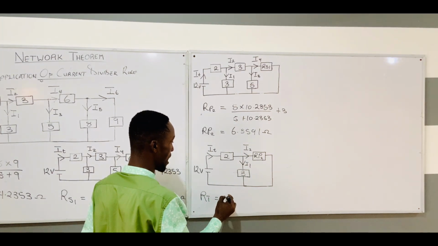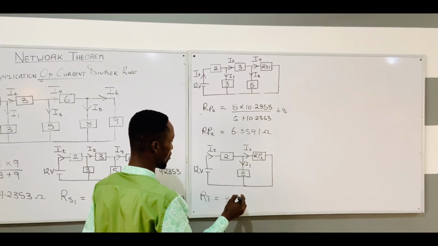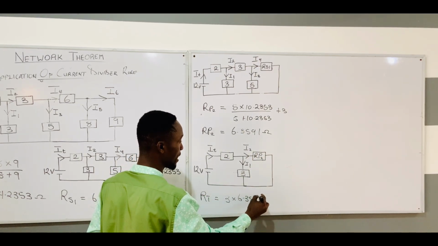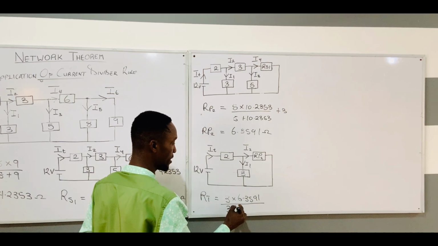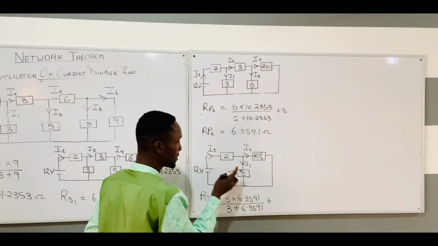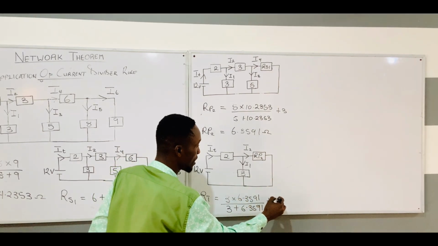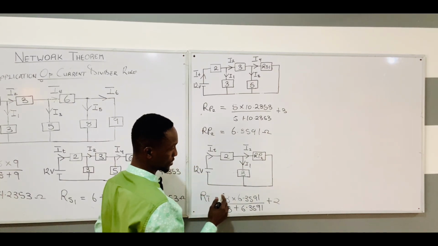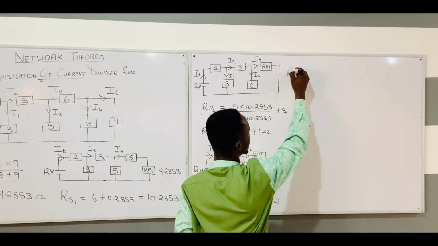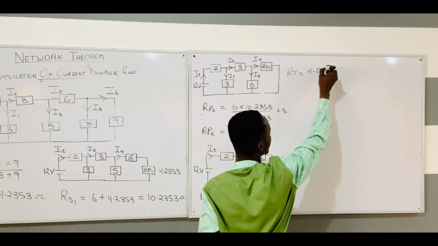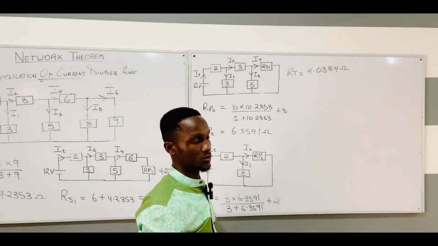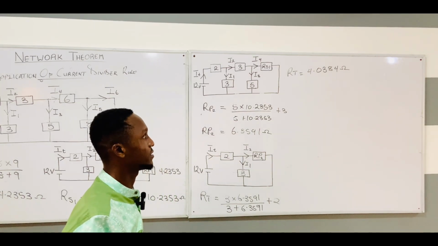Okay, so we have 3 times our RP2, which is 6.3591. Divide this result by 3 plus 6.3591 plus these 2. So what we need to do is to add the 2 here. So we can punch everything here on the calculator and it is giving us our RT to be equal to 4.0384 ohms in 4 decimal places. Okay, so now we've been able to find the total resistive value.